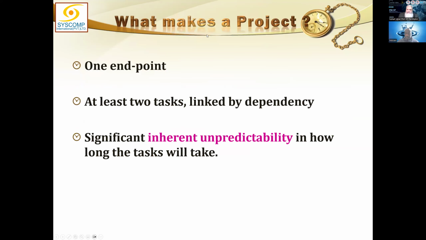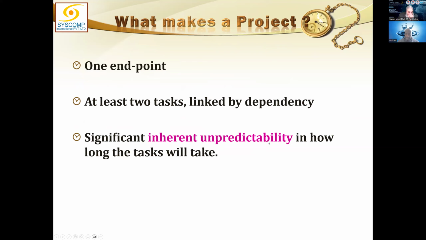So first of all, what makes a project? There must be one single endpoint. You agree with that? Yes, sir. At least two tasks linked by dependency. This is also a fact that if there is a dependency between two activities, there is a task which is successor and there is a task which is predecessor.